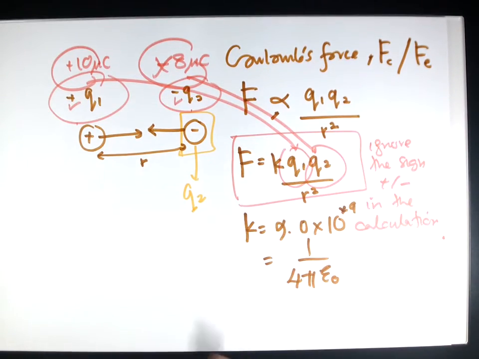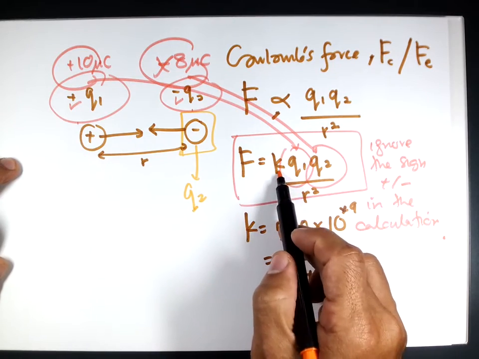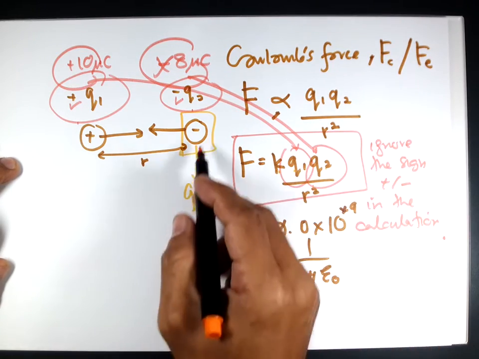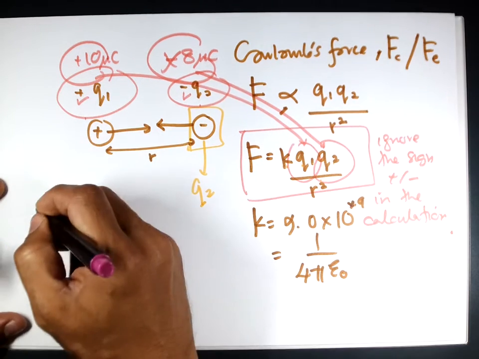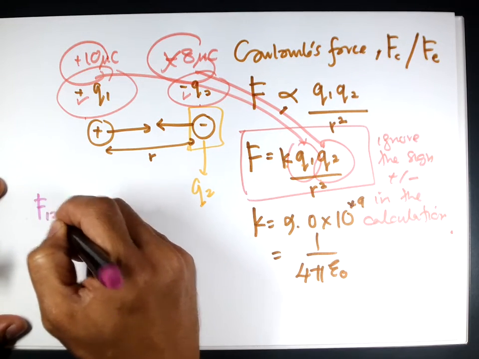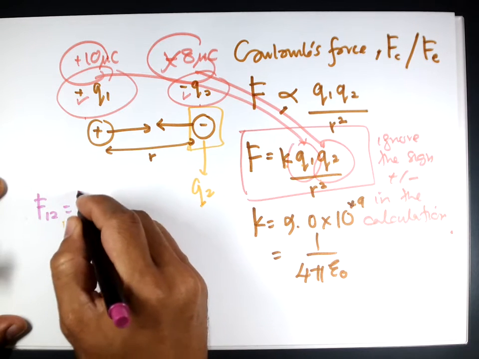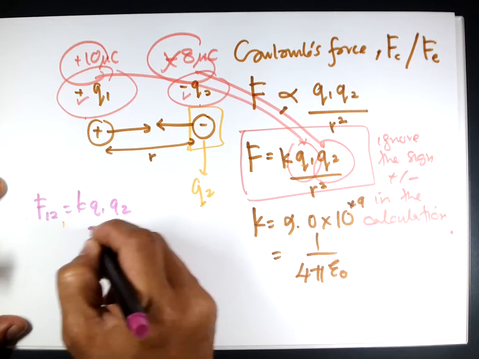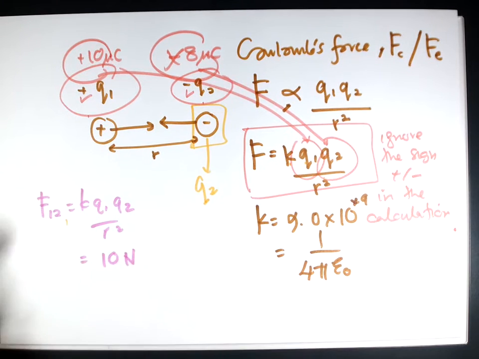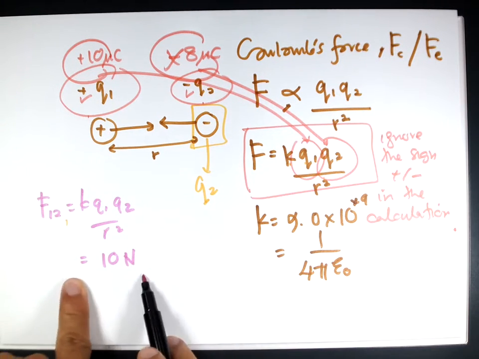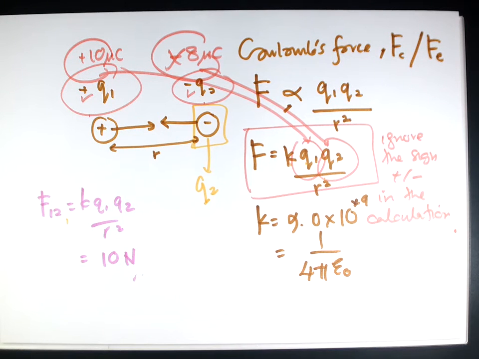Okay, so you do your calculation. You substitute the value. Let's say you get F1 acted on 2. You do the calculation, k Q1 Q2 over r squared. You get, let's say, 10 Newton. So this is a vector. So this is not the final answer. The final answer is 10 newtons.